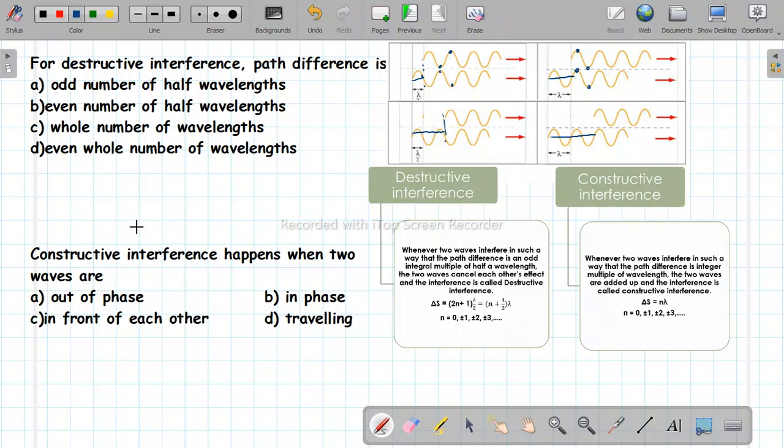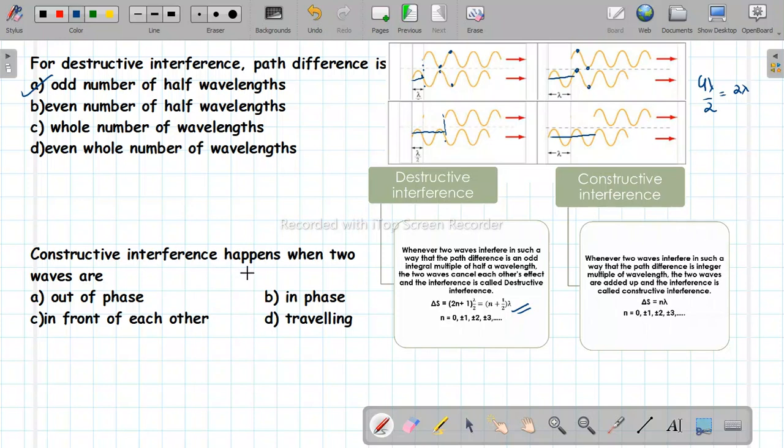Now let's try to answer these two MCQs. For destructive interference, path difference: odd number of half wavelength, even number of half wavelength, whole number of half wavelengths, या even whole number of half wavelengths. This condition right here suggests that the correct option is odd number of half wavelengths, right? क्योंकि it could either be 1 times λ/2, 3 times λ/2, क्योंकि 2 times λ/2 is not allowed, it makes λ जो कि constructive की condition होती है। ऐसे ही 4 times λ/2 is not allowed because it makes 2λ, which is again the condition for constructive interference.